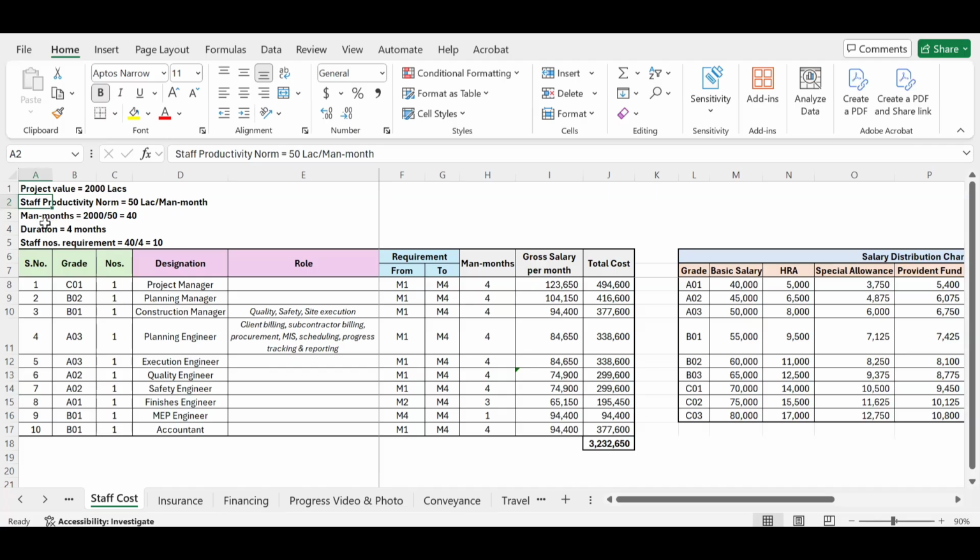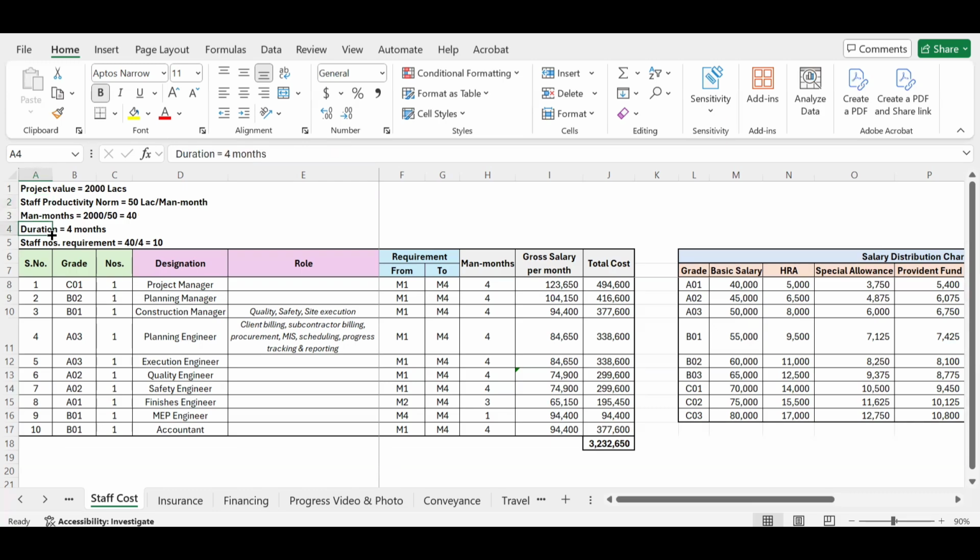Man months, so how many man months will be required? You have the total project value and you have the productivity in terms of lakh per man month. So by dividing this project value by the productivity, you can get the total number of man months. So I have 40 man months. That means number of men multiplied by number of months is equal to 40.